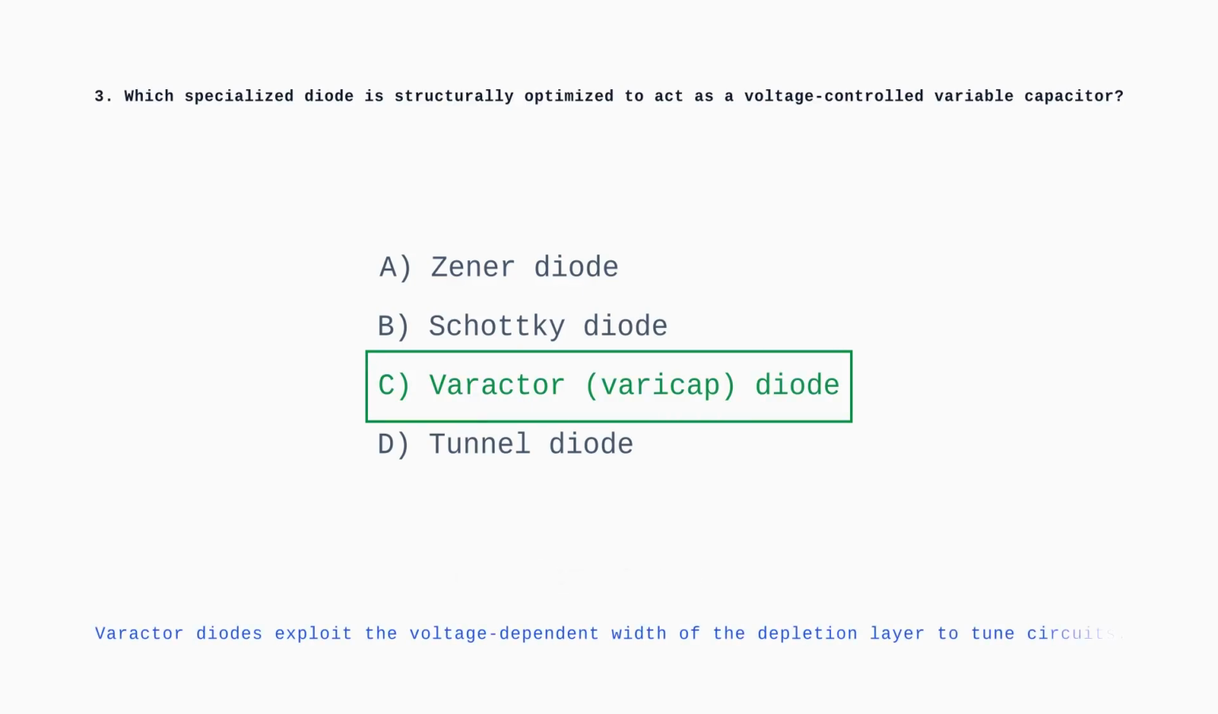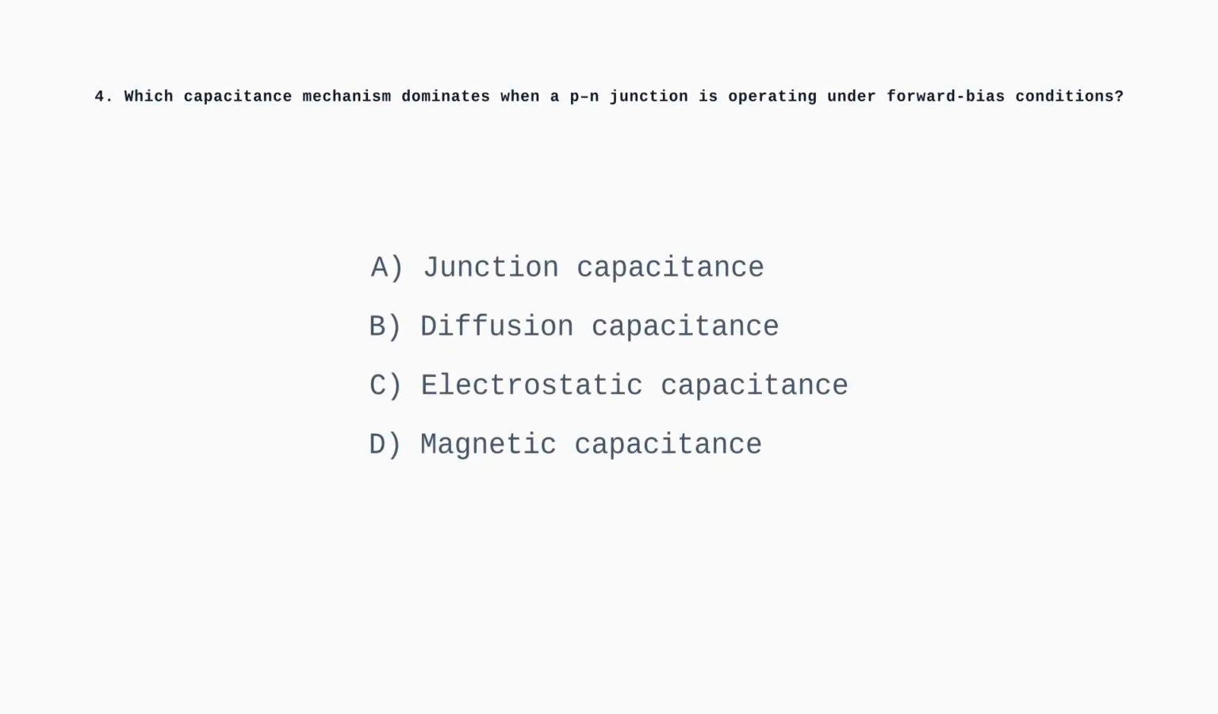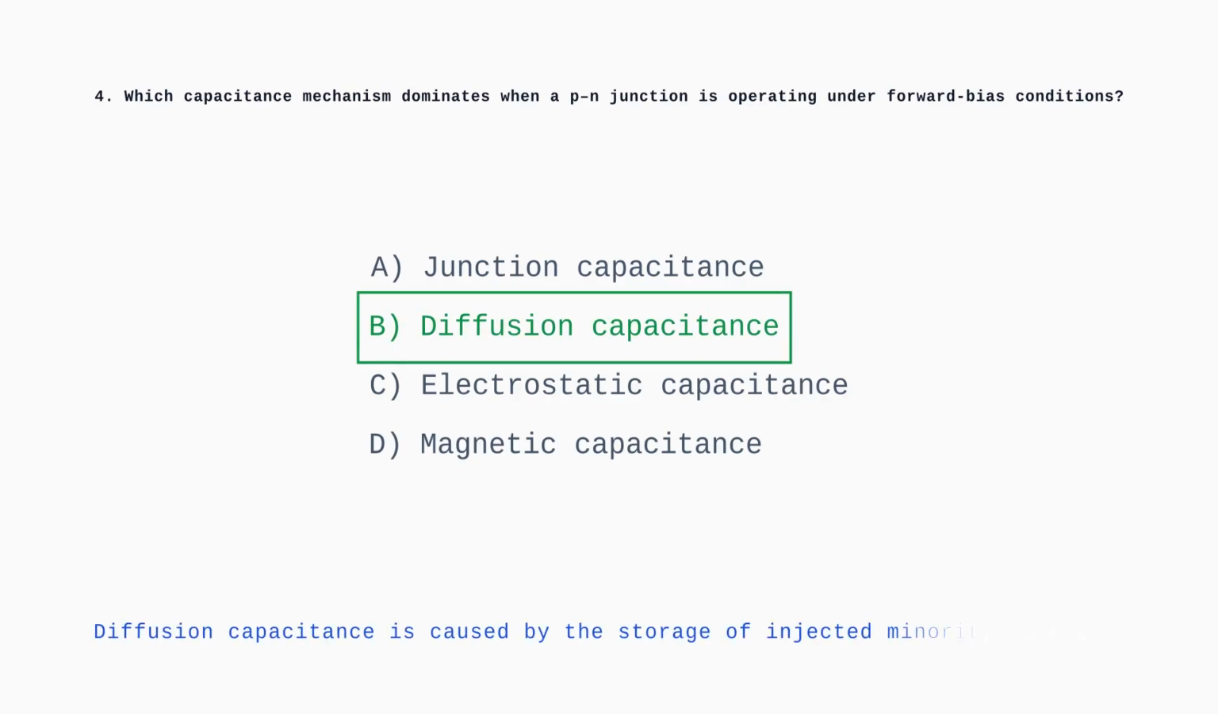Varactor, or varicap, diodes are engineered specifically to exploit this reverse bias voltage-dependent capacitance for electronic RF tuning. Question 4. Which capacitance mechanism dominates when a p-n junction is operating under forward bias conditions? In forward bias, the sharp increase in injected minority carriers momentarily stored near the edges of the depletion zone gives rise to diffusion capacitance.